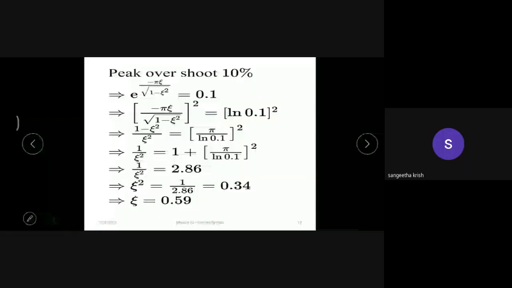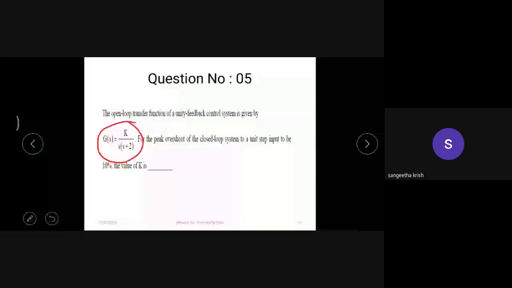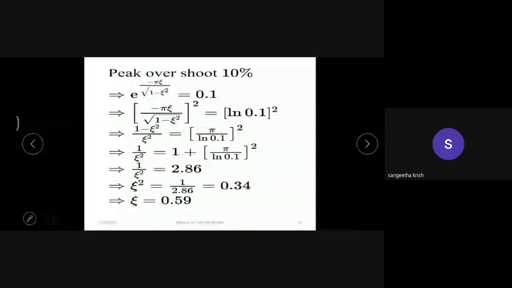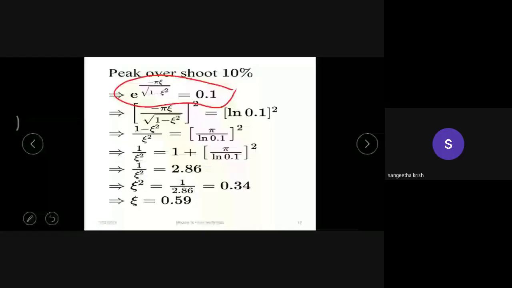The peak overshoot is 10 by 100, that is 0.1. Now they ask the value of k, and you can look at the given second order system. If it is a second order system, we clearly know the standard format. So if I know the value of epsilon, I can find the value of k or omega, depending. So from this expression, I'm going to find the value of epsilon, which is 0.1, that is 10 percent.